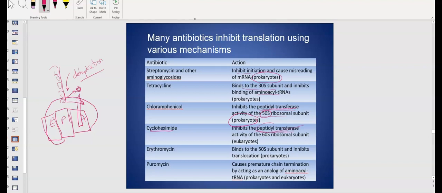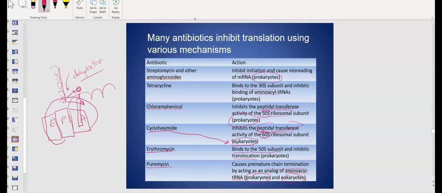Cycloheximide inhibits peptidyl transferase in the 60S. And this is found in eukaryotes, right? So you wouldn't want to give this to a eukaryote. You would kill it because it wouldn't be able to make protein. This binds to the 50S and inhibits translocation, meaning the ribosome can't move. Erythromycin, that's how that functions. Puromycin causes chain termination by acting as an analog of an aminoacyl tRNA, and it works in both prokaryotes and eukaryotes.